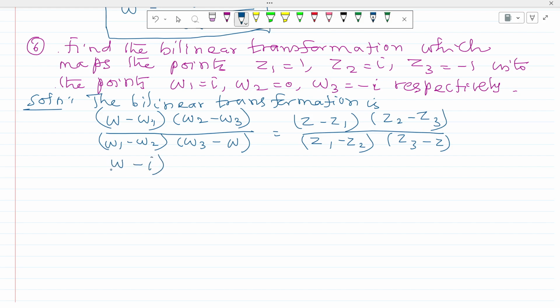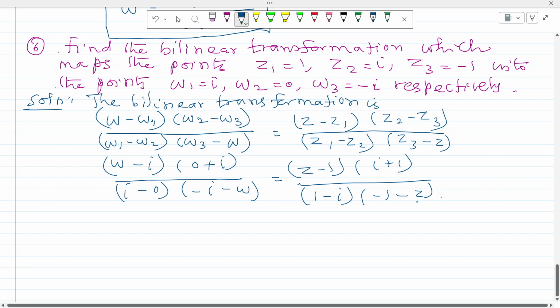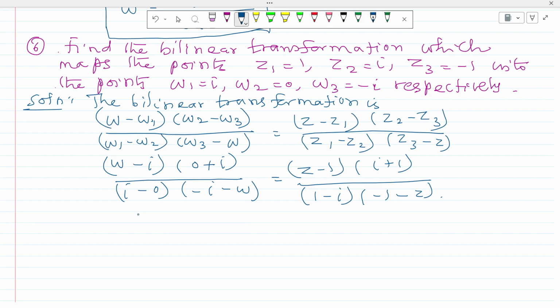W minus I, (0 minus 0 plus I) divided by (I minus 0), minus I minus W, equal to (Z minus 1)(I plus 1) divided by (1 minus I)(minus 1 minus Z). Simplify this.